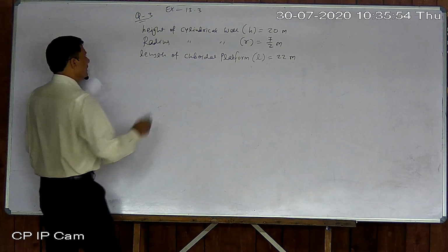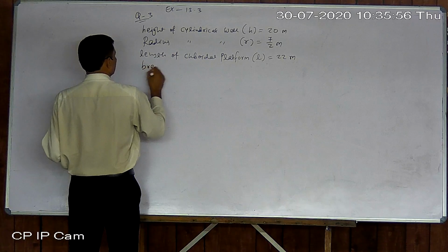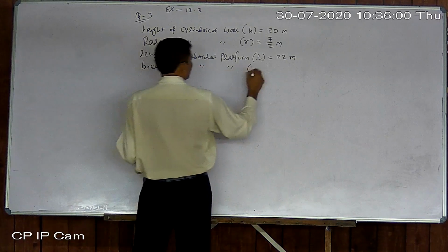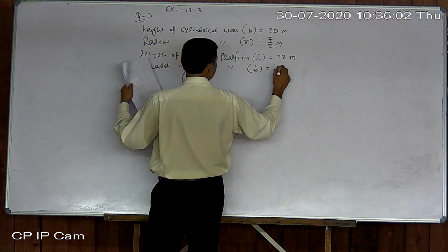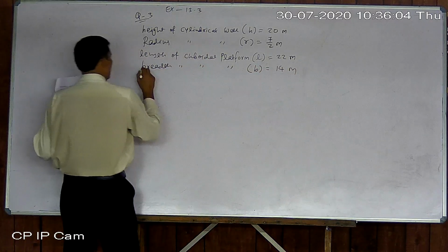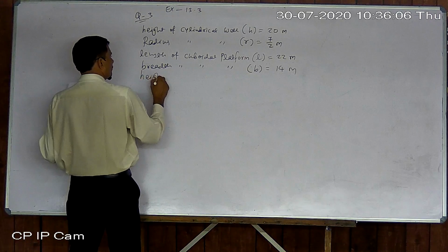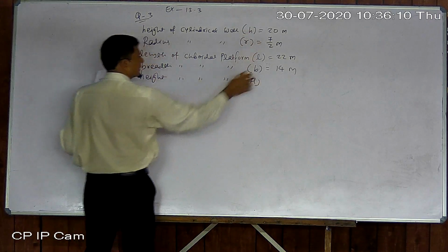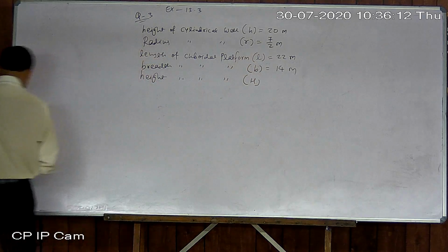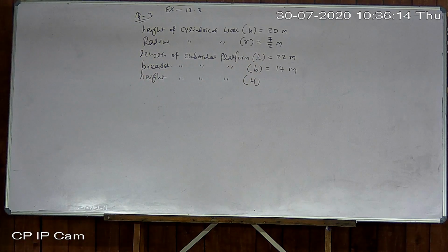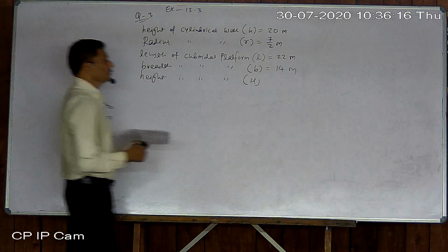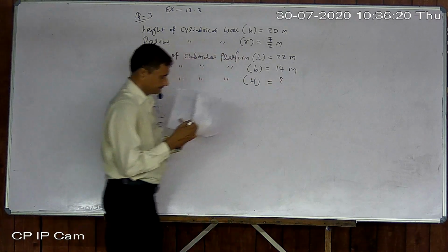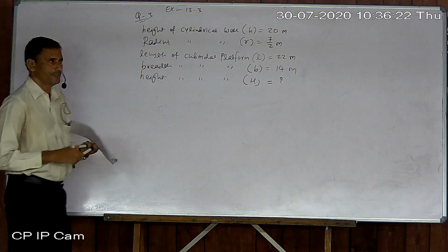Then breadth. Breadth of the cuboidal platform, B, is equal to the given 14 meters. Then height. Height is not given, we have to find it. Use a different symbol here, capital H only. It is not given, so question mark.